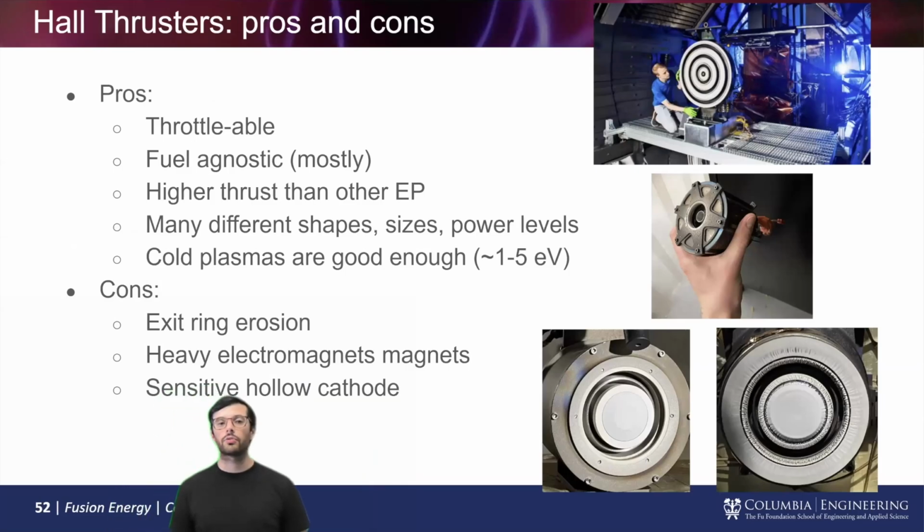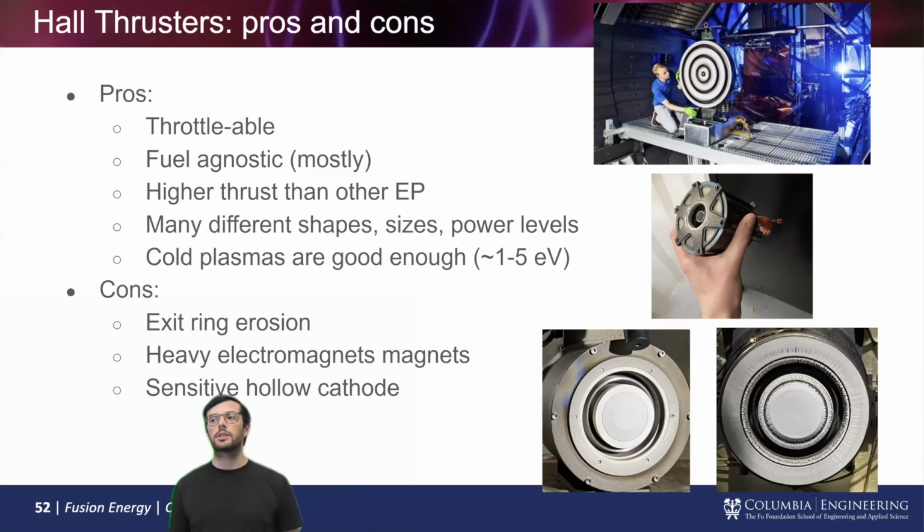All right, so pros and cons of Hall thrusters. The biggest one is they are throttleable, which means you can turn the thrust up and down while they're in space. There's no moving parts. What you're doing is changing the flow rate of your gas through the discharge channel, changing your magnets a little to tune the magnetic field, and that can change how much thrust it's outputting. So this is very advantageous.